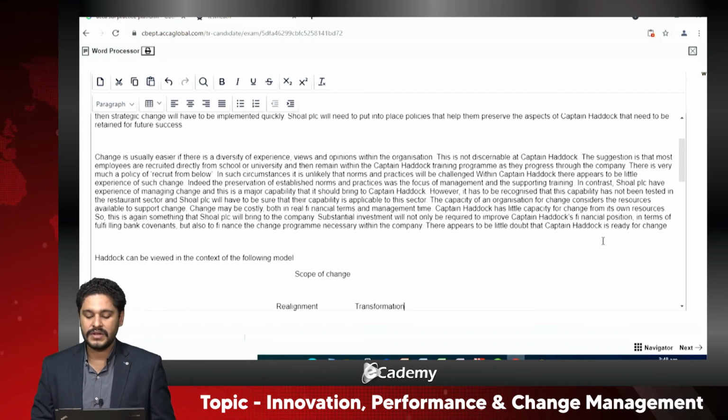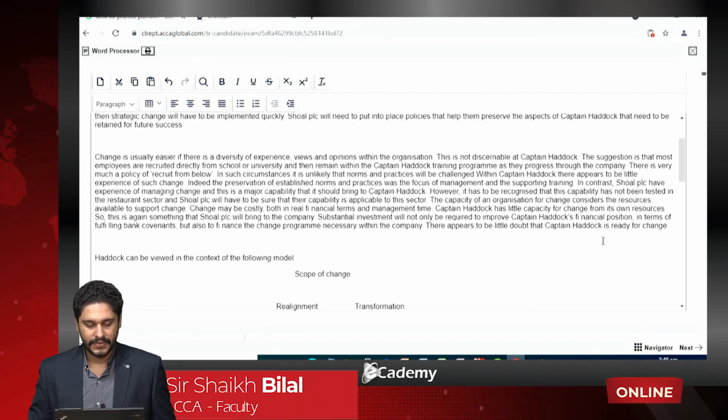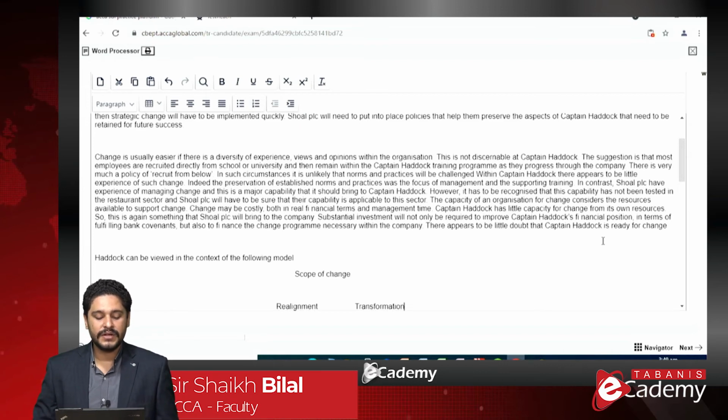The capacity of an organization for change considers the resources that are available to support change. Change may be costly, both in real financial terms and management time. Captain Haddock has little capacity for change from its own resources. So this is again something that Shoal PLC will bring to the company.